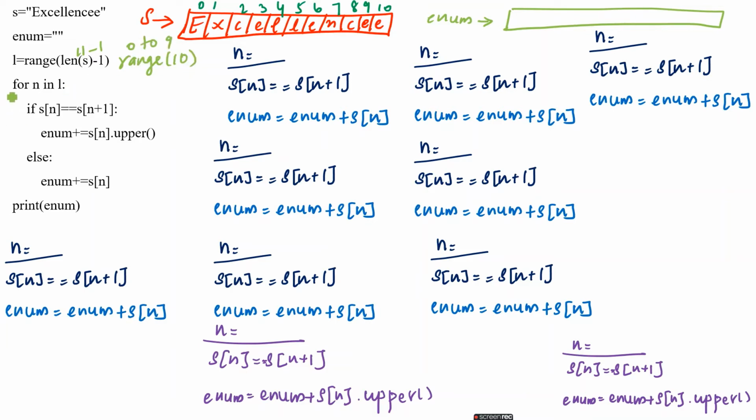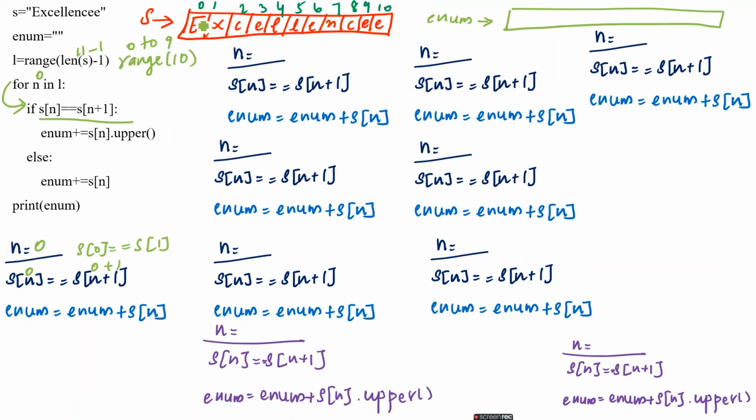So the first value for n will be 0. Now inside the for loop we can see a condition. The value of n is 0 and inside the for loop the condition is s of n equal to s of n plus 1. S of n is 0 and s of n plus 1 means 0 plus 1. That is s of 0 is equal to s of 1.